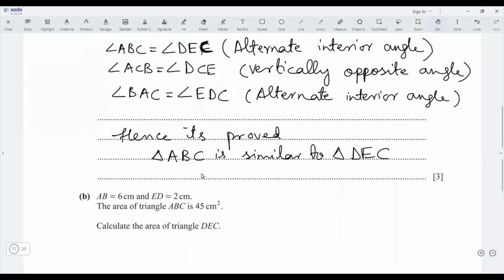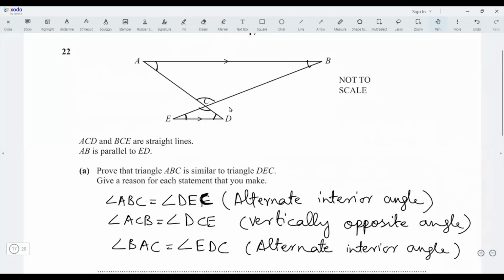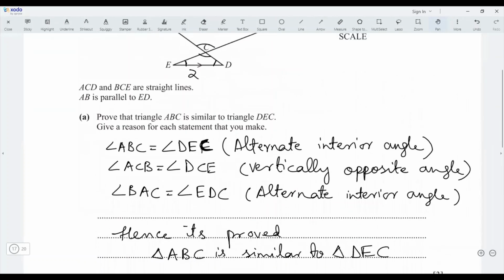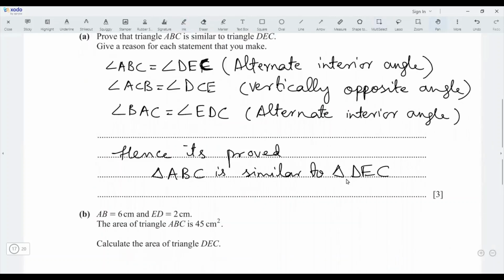The next question: AB's length is 6 and ED's length is 2. So AB's length is 6, and similarly DE's length is given, that's 2. They also mention the area of triangle ABC is 45, and we have to find the area of triangle DEC. So let us say triangle DEC's area is A2.